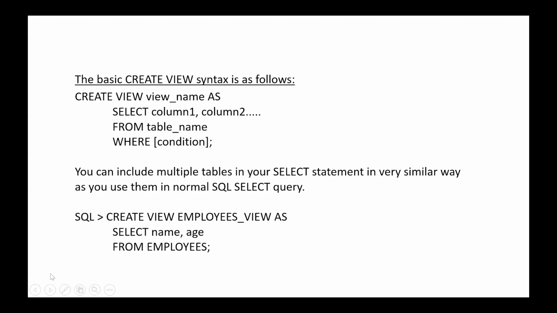As you can see, this is the basic syntax, which I already explained. I will have create view and then the view name, which is user defined. Then I will use the keyword as, then select the columns whichever I want, then the table name. If required, we can also put a where condition. You can include multiple tables in your select statement in a very simple way, as you use them in a normal SQL select query. We will create one query using two tables, create a view, and see how it works.